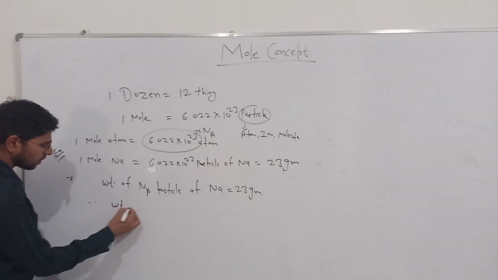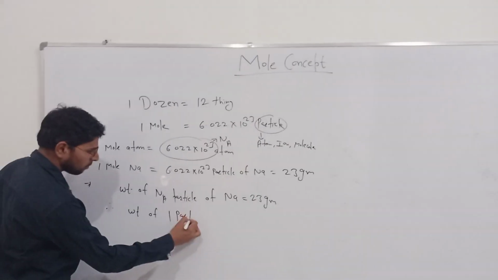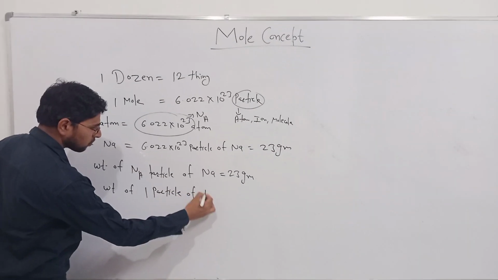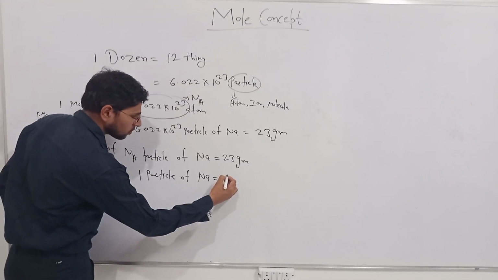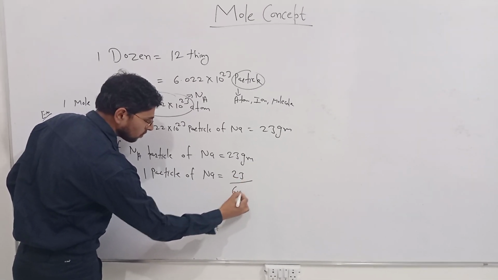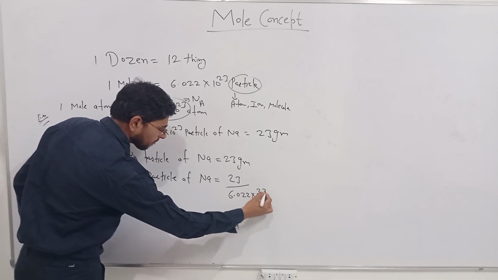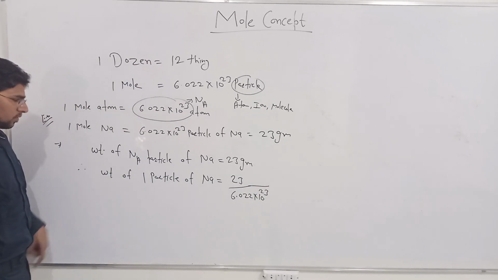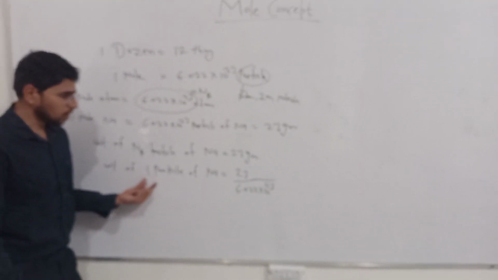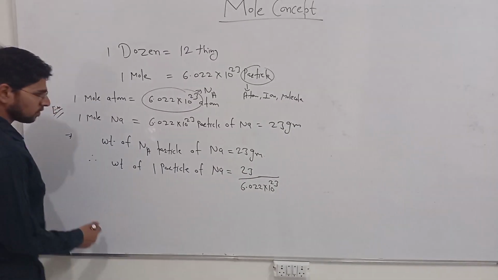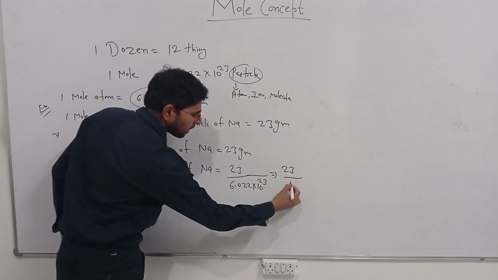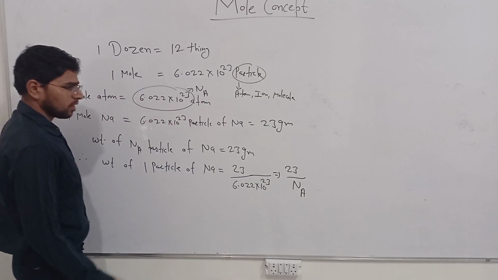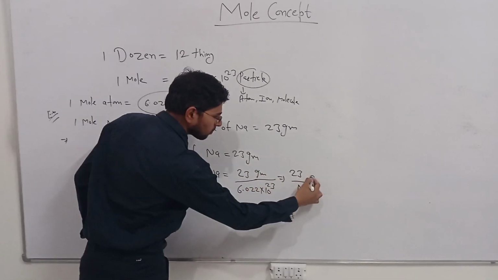Therefore, what is the weight of one particle of sodium? Na particles weigh 23 gram, so the weight of one particle is 23 divided by Na, in gram.